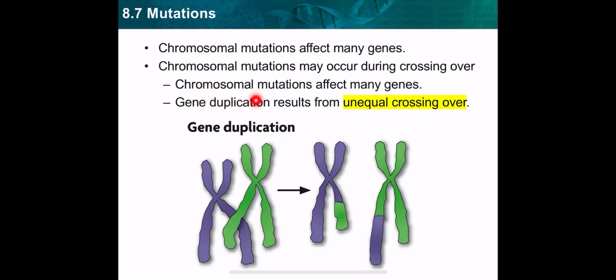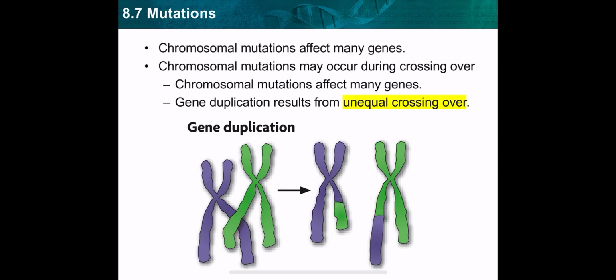As I told you, chromosomal mutations affect many genes, and one type of chromosomal mutation is gene duplication, which results from unequal crossing over. As I told you before, the exchange of segments or crossing over process occurs during what? During prophase 1, during the crossing over process. And the segments that are exchanged should be equal.